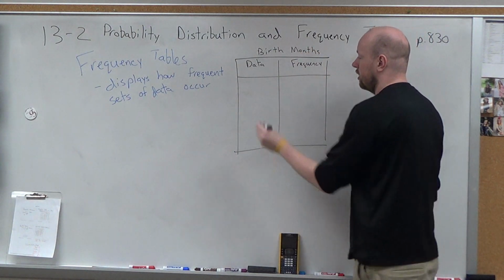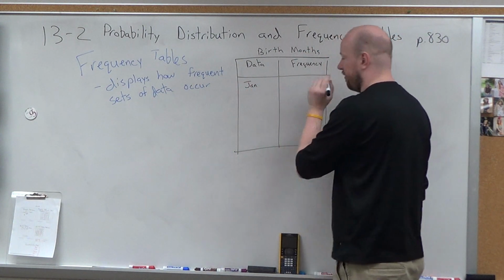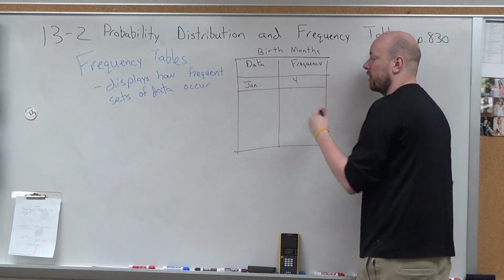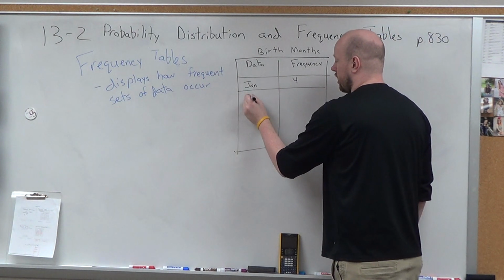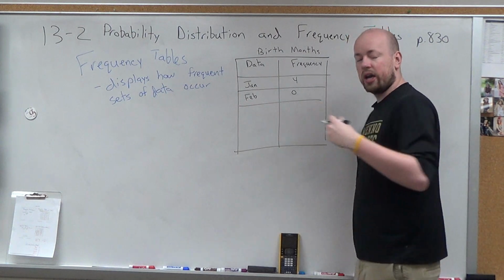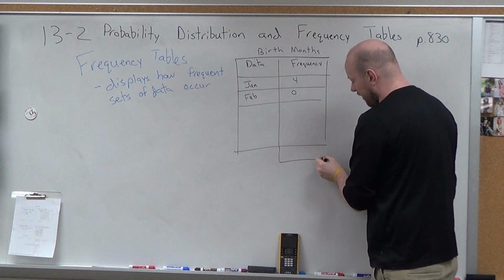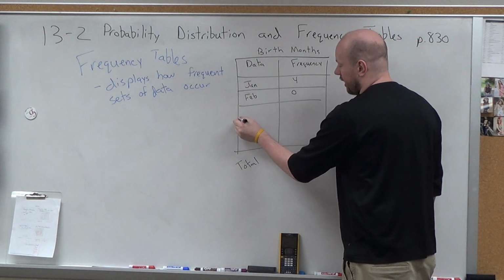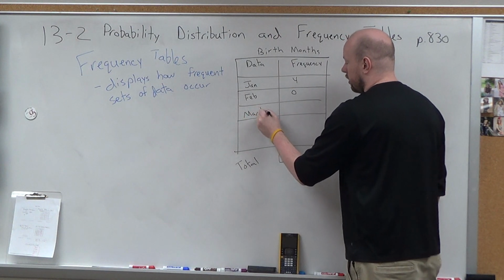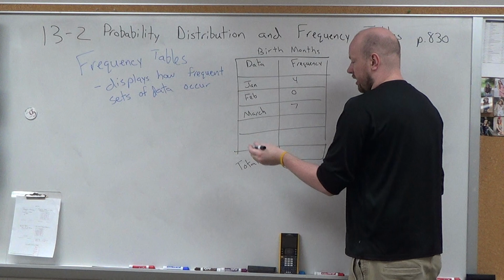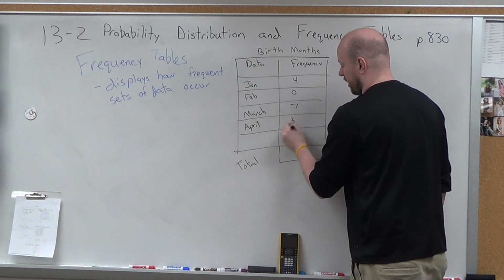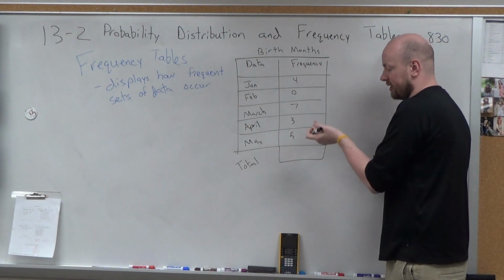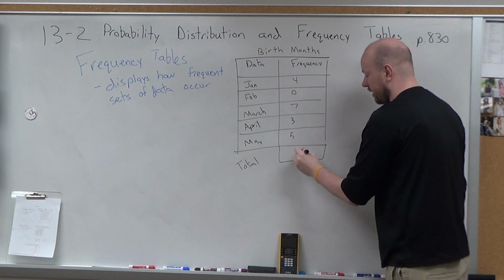And we did something like, well, January, we had 4 whose birthday was in there. So we'd have our data, January, and the frequency, how often that occurs, 4. Let's say February, well, we didn't have anybody, so 0. And then we go on and on. Then often you have a little box down here, which just represents the total, and you would add up all your data. So let's say March, we had 7, etc. Then we had April with 3 and May with 5. So we would just have our total, we would add them all together. So 7 plus 3 is 10, plus 5 is 15, plus 4 is 19.